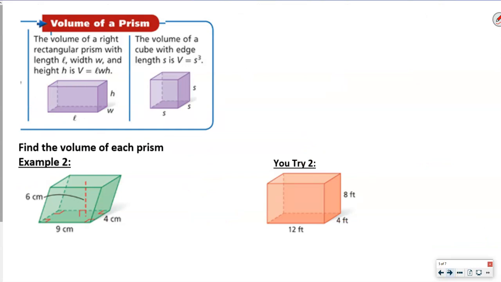All right, now we're going to talk about the volume of a prism. So basically the volume of a prism is length times width times height, okay? And then the volume of a cube, because all of the edges or the sides of the cube are the same length, we're going to do side times side times side. So that's going to be side cubed, sorry. Okay, so we're going to do both of these right now.